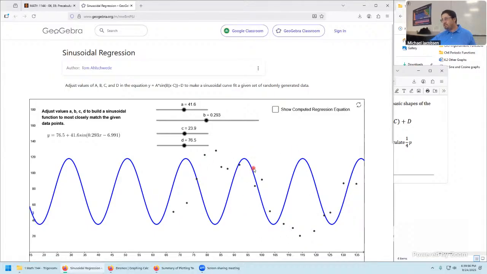So the height of this one looks like it's about right, but the curve seems too compressed. We have to stretch it out. And the stretch factor is B right here. So let's take a guess. Should we make B bigger or smaller? Any guesses on what we should do on that?